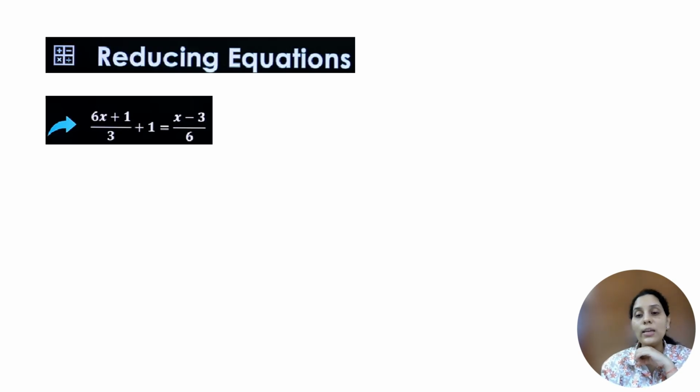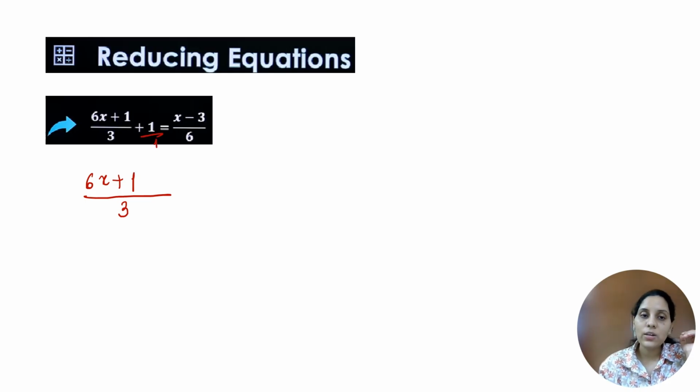Now next, let us do this. Here, reducing equation. How do we reduce equations? Now, x plus 1 is there. You can see that 3 is not there for 1, right? So when you have it like this, you will make sure that you take the LCM. Whenever you see fractions, you will always take the LCM. So here the LCM is 3, right? So 6x plus 1, here it is 1. To make this as 3, I need to multiply by 3, equal to x minus 3 by 6. Now we can simplify this. 6x plus 3 plus 1 is 4 by 3 equal to x minus 3 by 6.